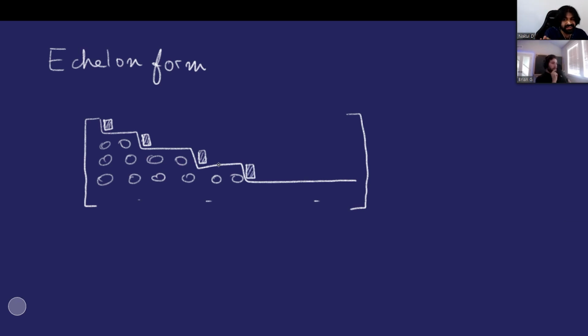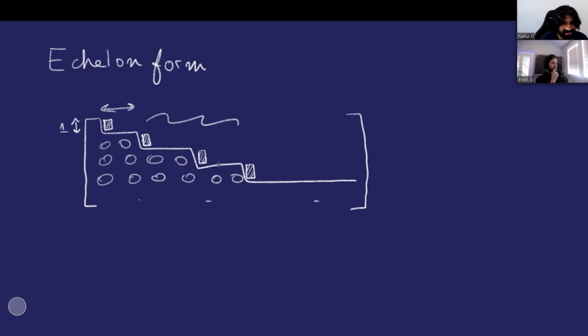The height of every step is 1. So none of this, this is bad. Not an echelon form. The height of every step is 1. The width of every step can be bigger. Not worried about that.